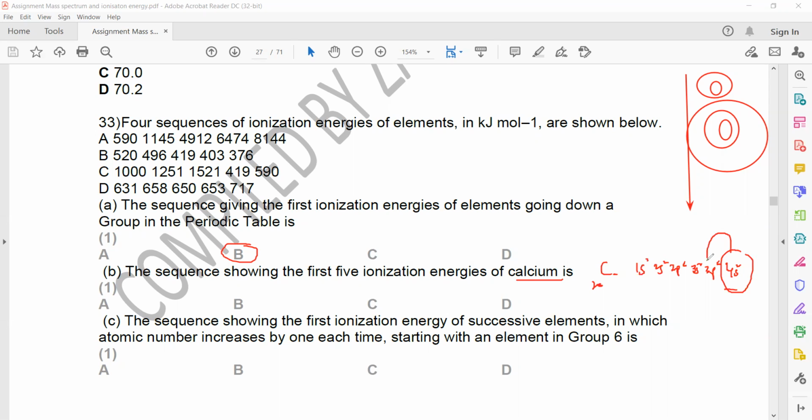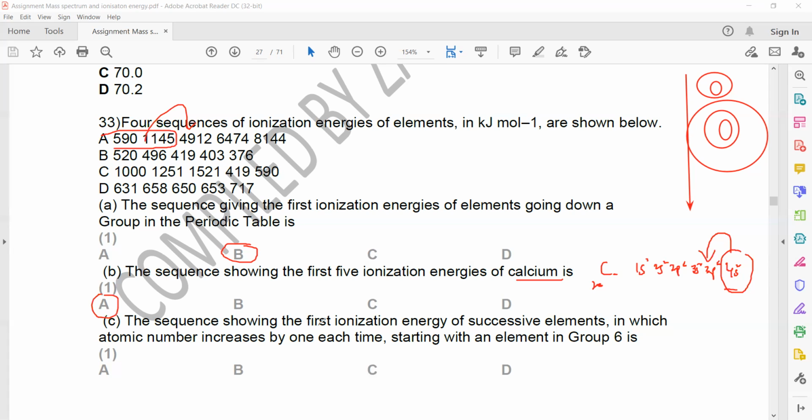So the first two should be closer and then there should be a big jump between second and third. So 590 approximately double and then it becomes 5000. So first two are closer and then there is a big jump. So it means A is the right answer for this.